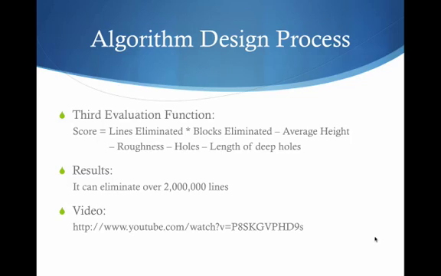With those three more considerations, the evaluation function is modified to be as shown here. Score equals line eliminated times blocks eliminated minus average height minus roughness minus holes and minus the length of deep holes. There are some cases, for example, the I-shaped piece. If placed vertically, 4 blocks can be eliminated, but if it is placed flat, only one could possibly be eliminated.